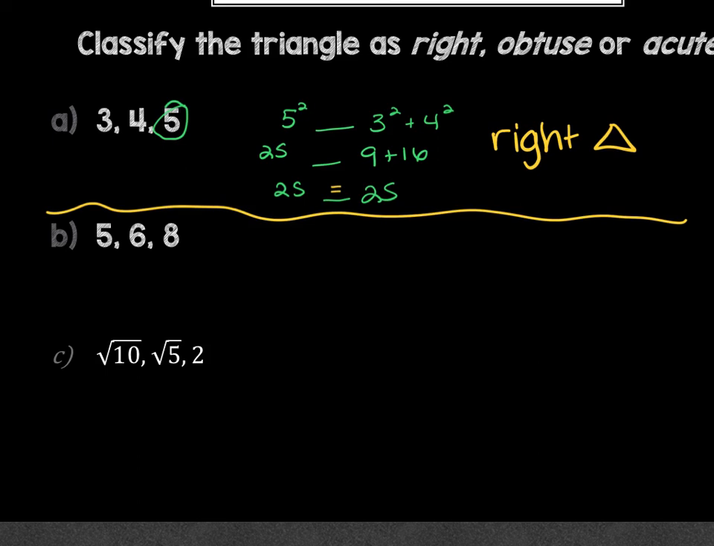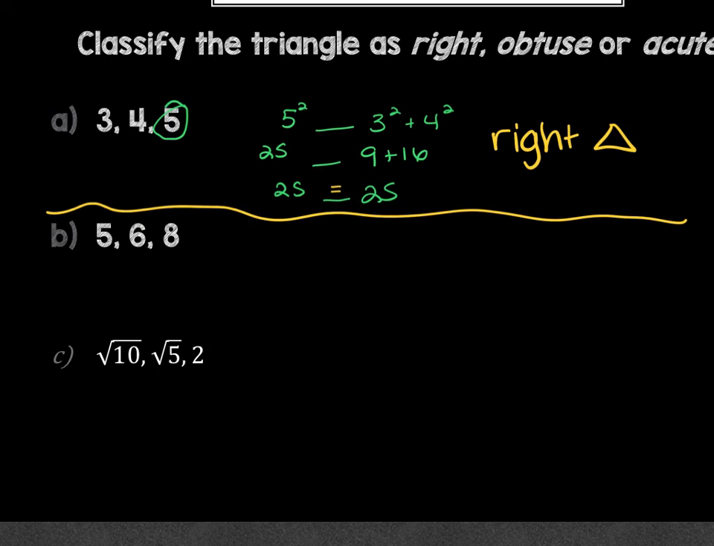So you're going to get the biggest one, and the biggest one goes first by itself. Then you figure out what happens when you square that, and you add the 2 smaller squares together. If they're equal, it's right. If it's less than, it's acute. And if it's greater than, it's obtuse. Like, think of it as bigger. So look at B: 5, 6, 8. What's the biggest? 8.